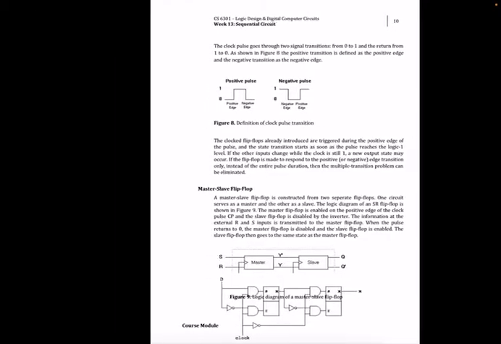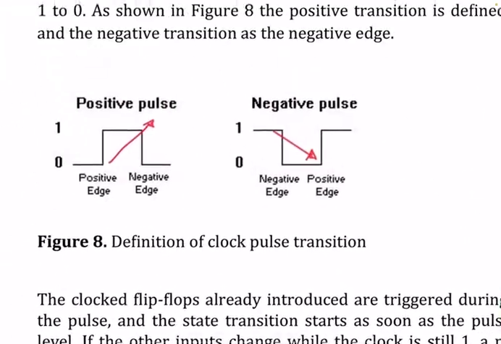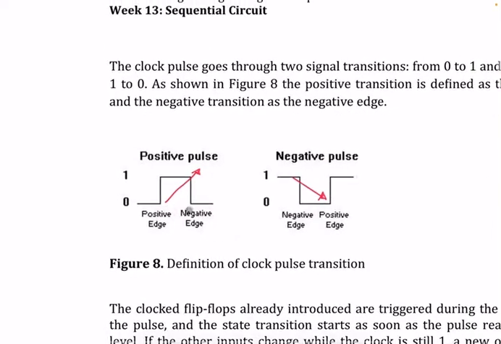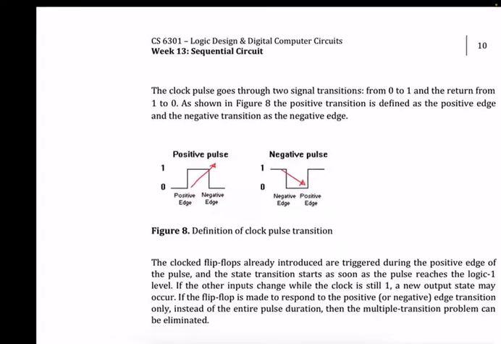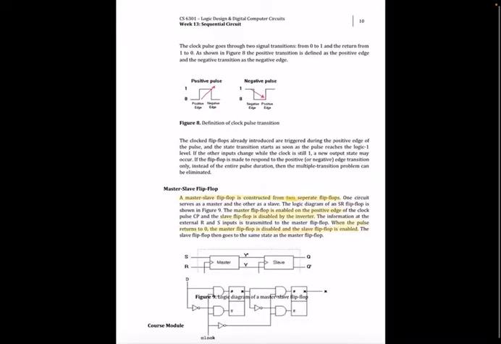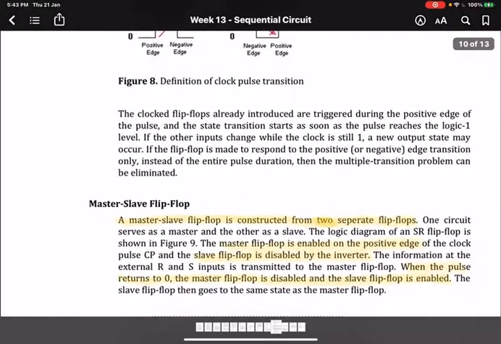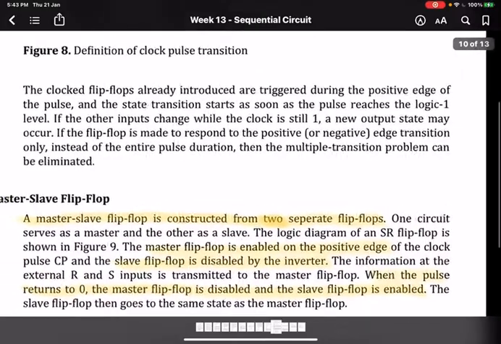So ito yung sinasabing pulse. Ayan, okay? So yung ating input output, yung output natin nako-control ng clock. Kapag tumaas siya, that is a positive pulse. Pag bumaba, that is a negative pulse. Okay? So it toggles the state of the output.